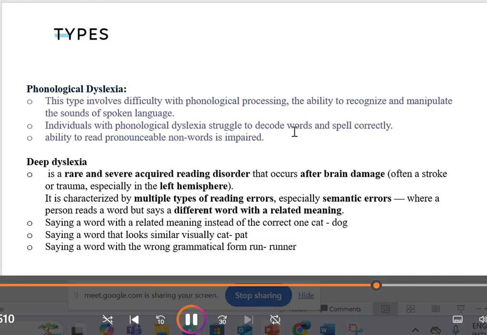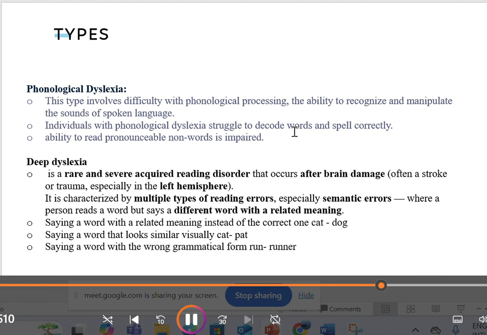Cat and dog both are animals with four legs. So he interchanges. Instead of using cat, he uses dog. Instead of using dog, he uses cat or maybe horse, anything semantically related instead of using the correct word. That happens in deep dyslexia. Then saying words that look visually similar. Instead of cat, he can say pat or rat. That is visually similar, like table, tablet. Almost related things.